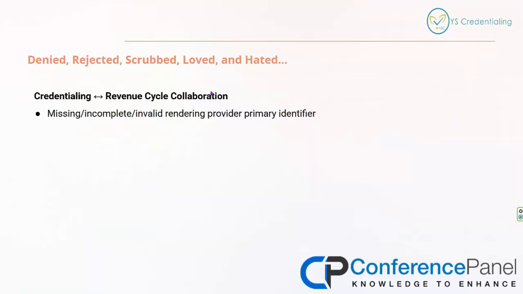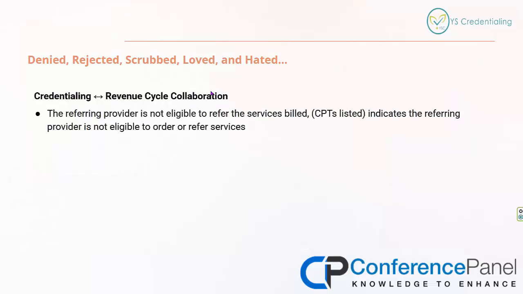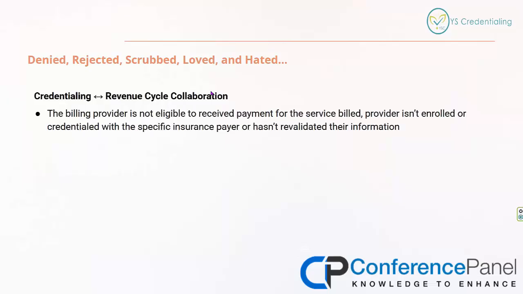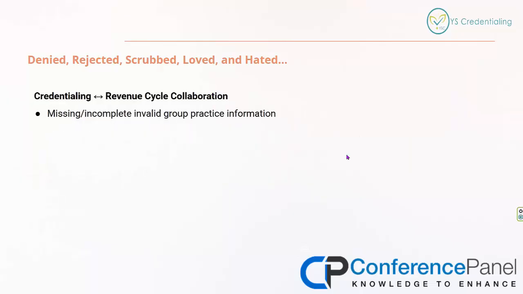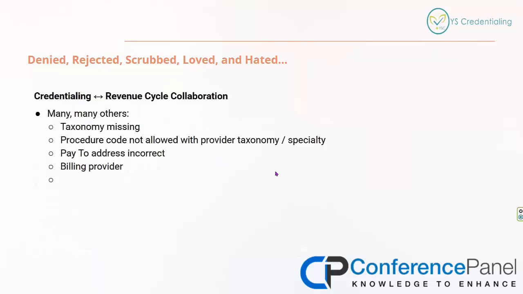Here are some common denials, rejections, etc., etc. Not approved one provided by the specialty provider taxonomy. This is the same thing as the others, just worded differently. That's the other thing that's not uniform. So every payer has their own denial language, their own denial codes. Missing incomplete group practice information. Again, they dump it in credentialing. Rendering provider must be affiliated with the pay-to provider. Taxonomy missing, procedure code not allowed, pay-to address incorrect, billing provider, and on, right? There's a million of these.